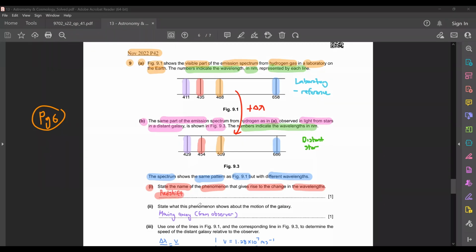For the next part, state what this phenomenon shows about the motion of the galaxy. You know that your observed wavelength has increased. This in turn means your observed frequency has decreased. If you relate this to the Doppler effect, you could say that your source is moving away from your observer. So your answer here is moving away from the observer.